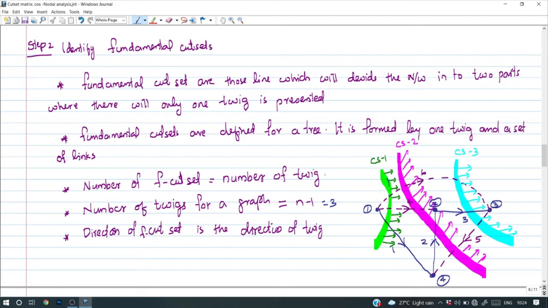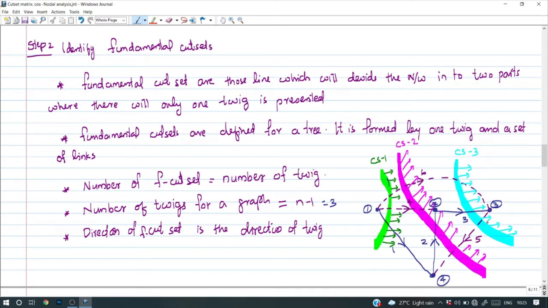Then direction of fundamental cut set is the direction of twig. So here I marked a green line arrow like this. So its arrow is decided by the direction of twig 1. Similarly, for cut set 2, the twig present is 2. So the cut set direction is decided based on the direction of twig 2. So it is marked like this.